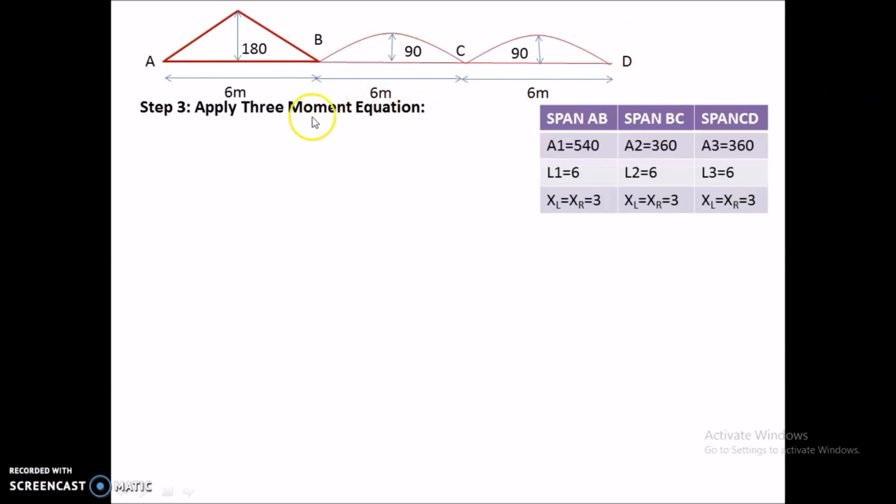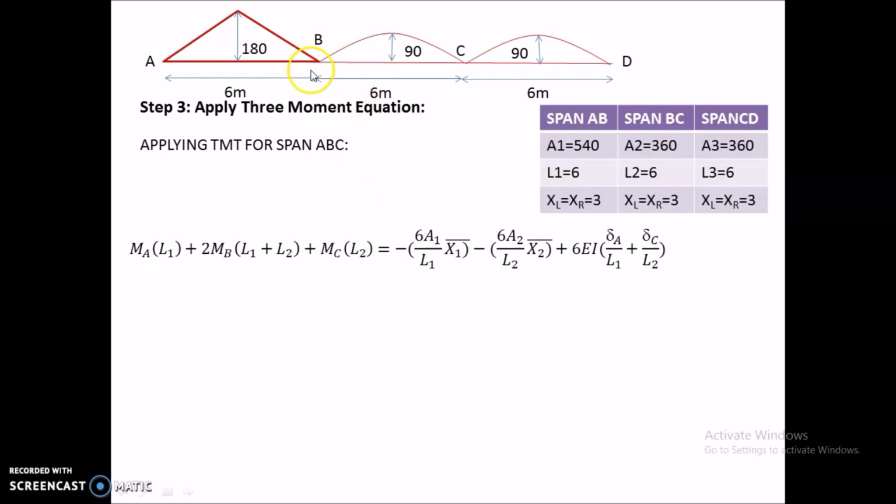Now we are applying this 3 moment equation for span ABC. So the 3 moment equation is MA into L1 plus 2MB into L1 plus L2 plus MC into L2 is equal to minus 6A1 x1 bar by L1 minus 6A2 x2 bar by L2 plus 6EI delta A by L1 plus delta C by L2. Since there is no sinking of supports, this value will be 0.